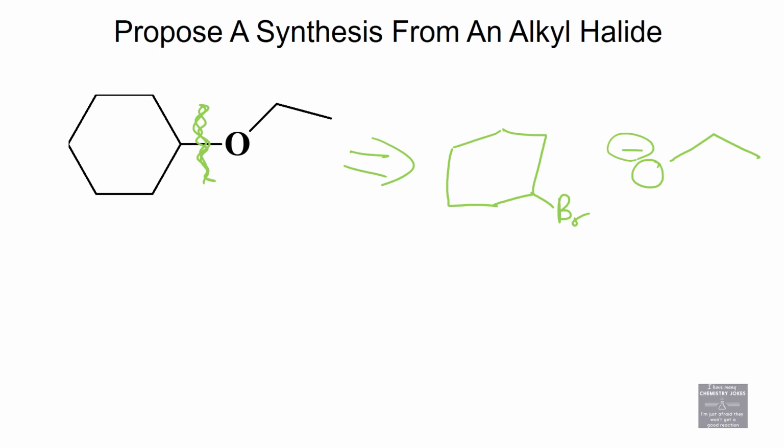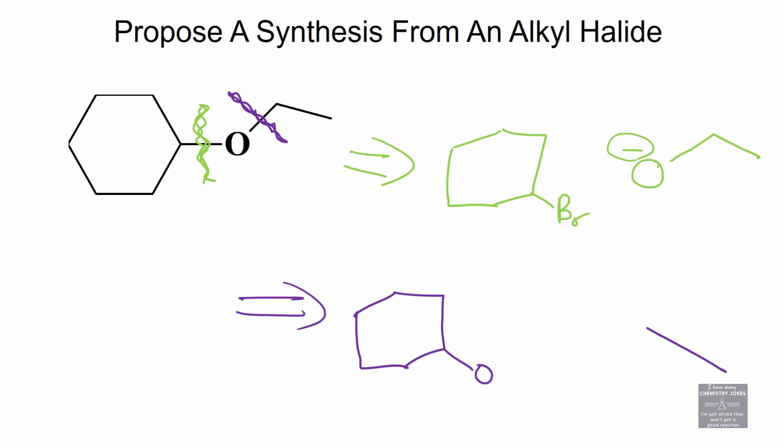I can synthesize this the green route. I could also synthesize this the purple route. Purple means the O is going to be on the six-membered ring, which has to mean the halogen is on the other ethyl group. It works best with anionic nucleophiles, so there's my O minus.